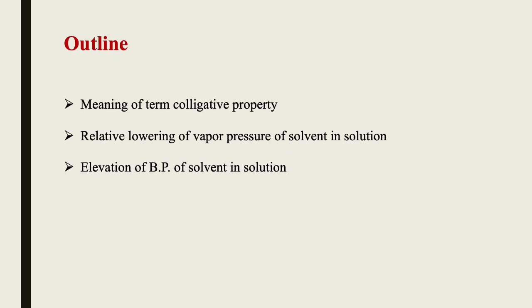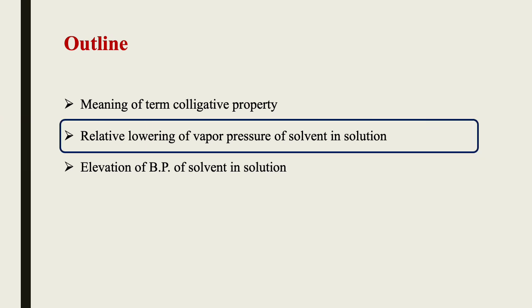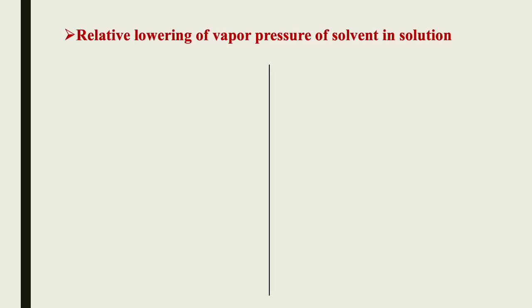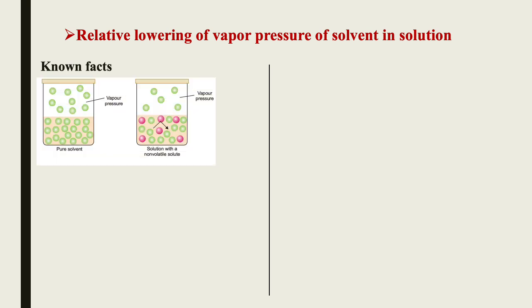Now we will see the second point, that is relative lowering of vapor pressure of solvent in solution. What is meant by vapor pressure, that we are going to see. What is the known fact about a dilute solution? You can consider two beakers. One beaker is half full of pure solvent, and another beaker contains a solution, in which you have a non-volatile solute and a volatile solvent. So these two types of beaker are there.